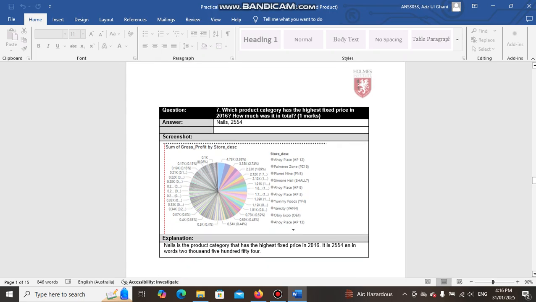Moving on to question number 7, the last question from my part. It says which product category has the highest fixed price in 2016 and how much was it in total. It's a pie chart, and from that you can easily see that it is nails, with 2554. So nails is the product category that has the highest fixed price in 2016, with 2554.